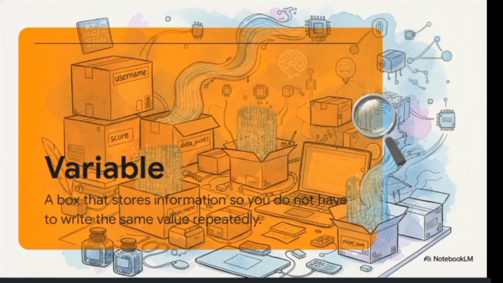Why do we even need this? Because it means you don't have to write the same piece of information over and over again in your code. You just put it in the box once, label it, and whenever you need it later, you just grab the box. It makes coding infinitely cleaner and, quite frankly, way faster.